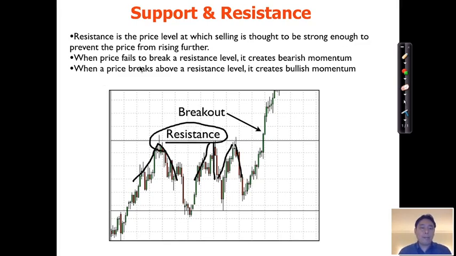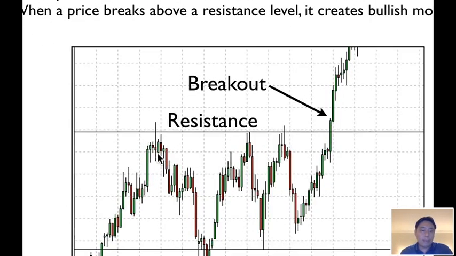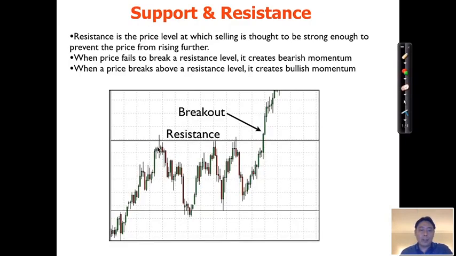And when price fails to break a resistance level, it creates temporary bearish momentum. It's kind of like you jumping up and your head hitting the ceiling, and you go back down, right? So whenever price hits a resistance and it cannot break it, especially if you see a bearish pin bar, can you see the bearish pin bar candle over there? Especially when you see something like that, there's a high chance the price is going to reverse back down.